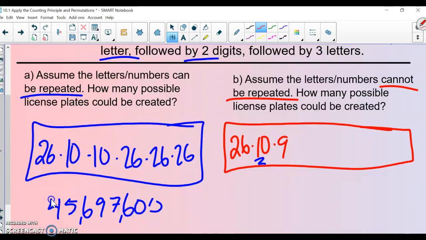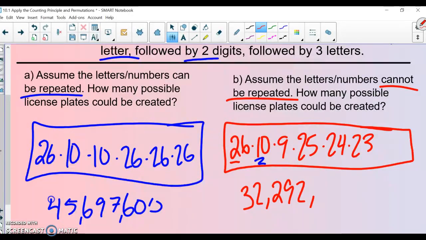The same thing is going to be true for all the letters. Our fourth option is a letter, and whatever was chosen in the first location cannot be repeated, so I only have 25 different choices left, and then 24, and then 23. So we type that into our calculator, 26 times 10 times 9 times 25 times 24 times 23, and we would come up with 32,292,000. And so because we cannot repeat the letters, we have some options removed, and that lost quite a few, 13 million or so possible license plates.